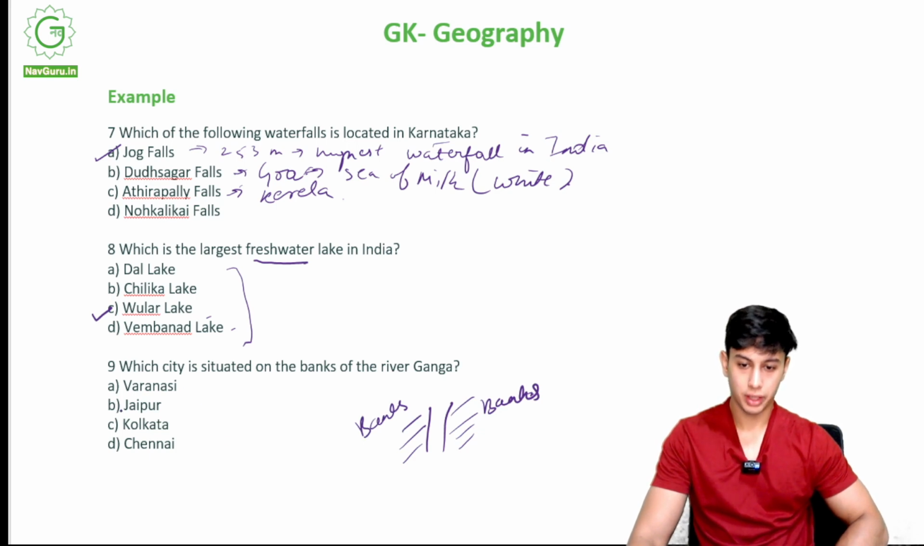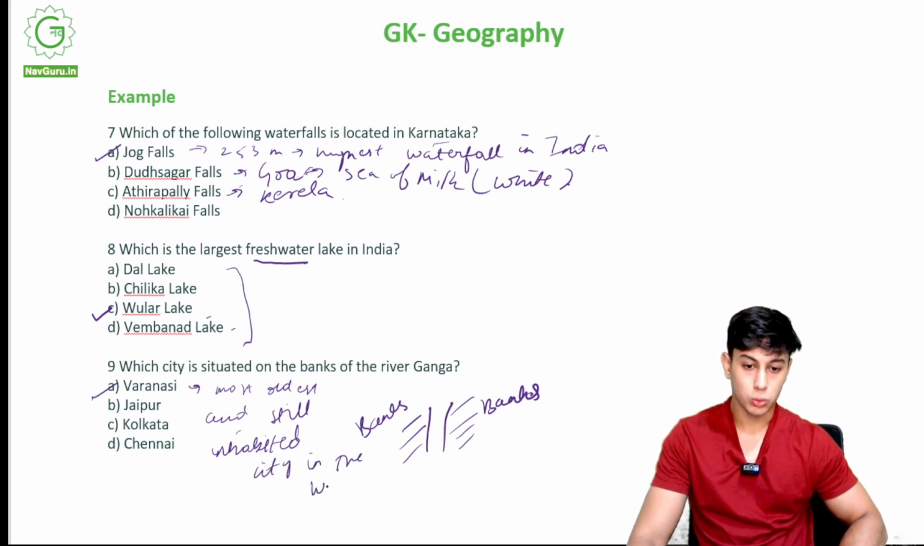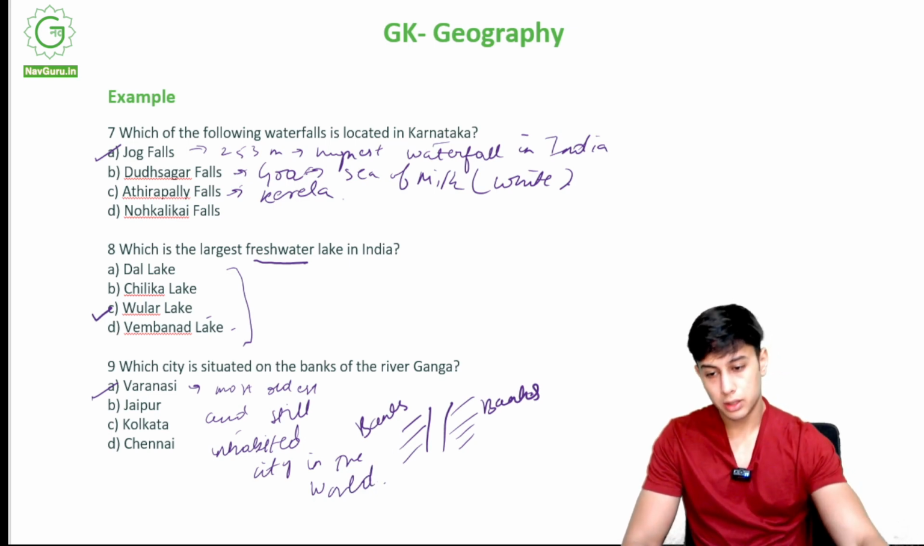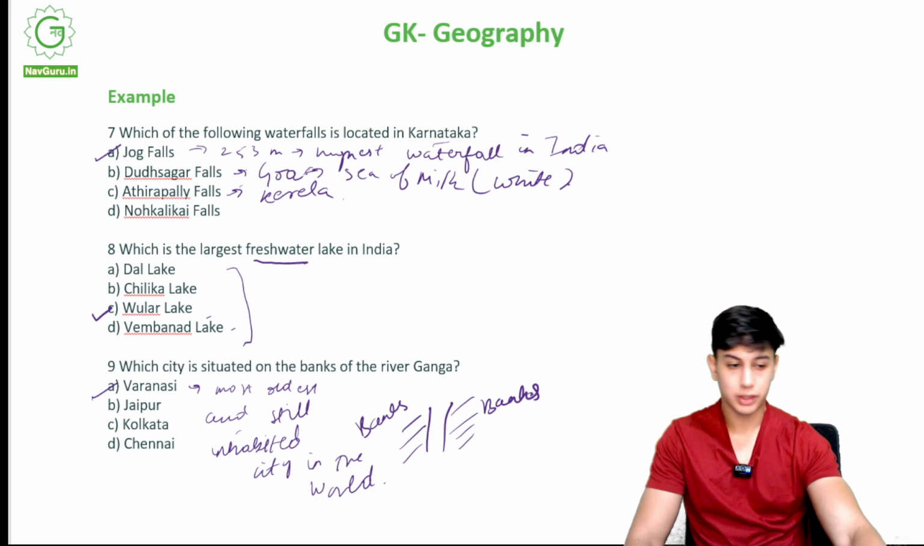It is A. Varanasi, B. Jaipur, C. Kolkata, D. Chennai. It is A, Varanasi. It is one of the oldest and still inhabited cities in the world. Right? It is one of the oldest cities that are still functioning in the world.